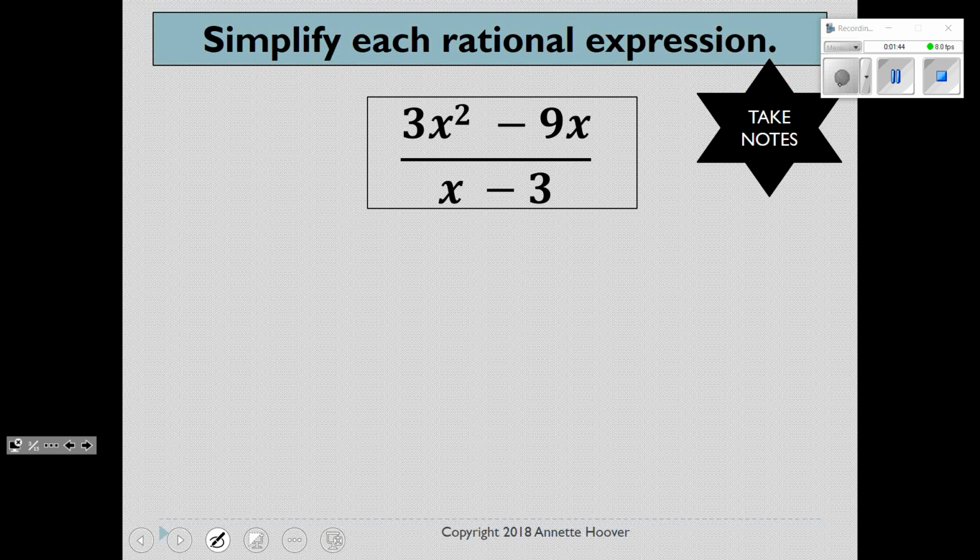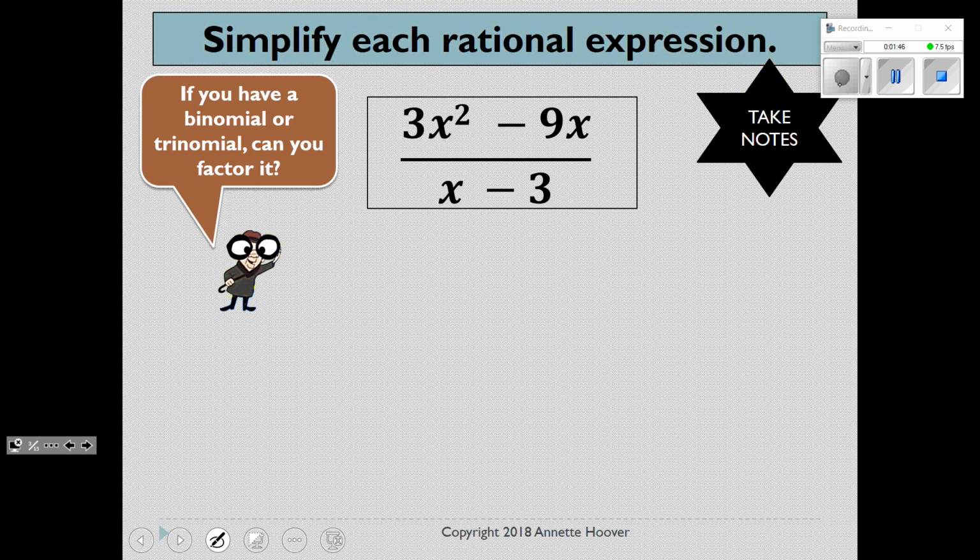So let's look to see how we would do this one. First of all, if you have a binomial or a trinomial, we're going to try to factor it. On the top, we have 3x squared minus 9x. We look for the greatest common factor of those two terms, and the greatest common factor that I see would be 3x. Remember, factoring, we now have to divide both of those terms by 3x to see what is left.